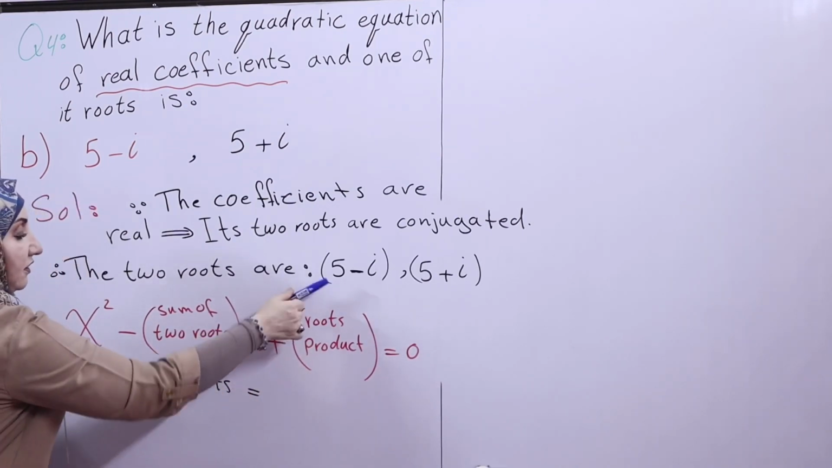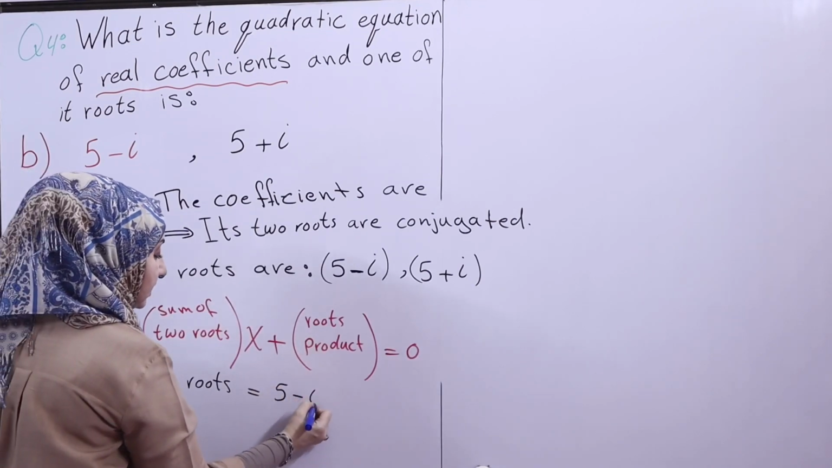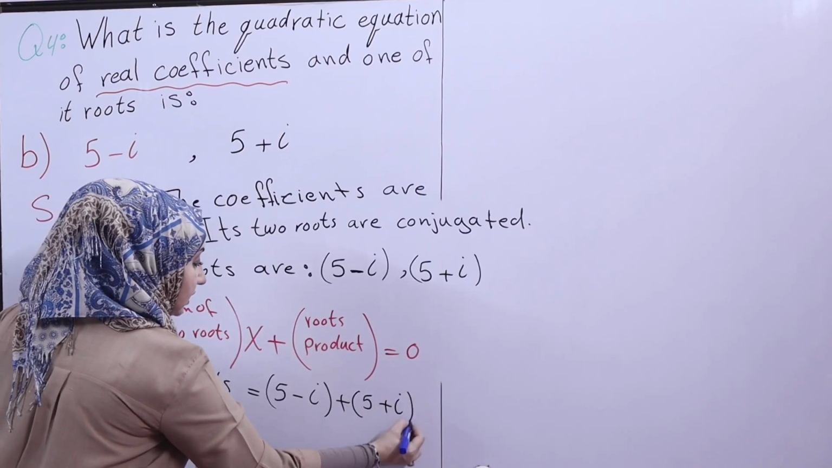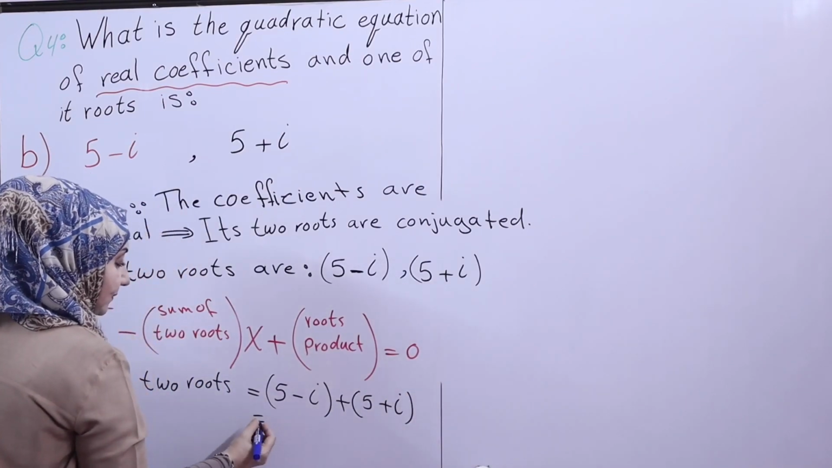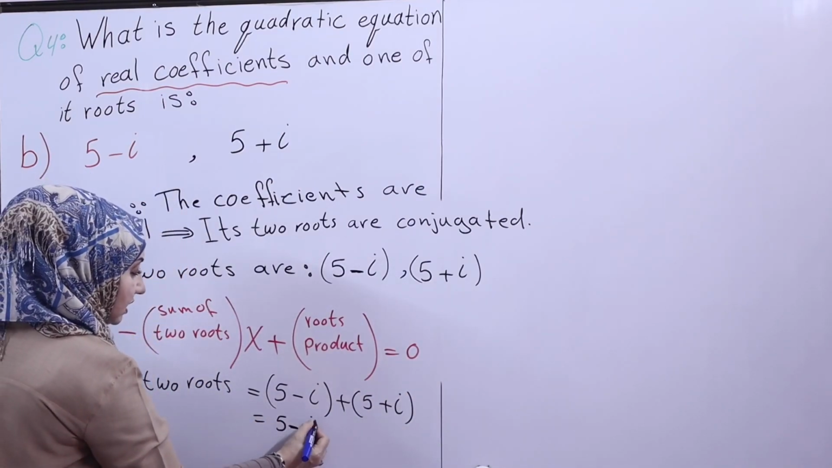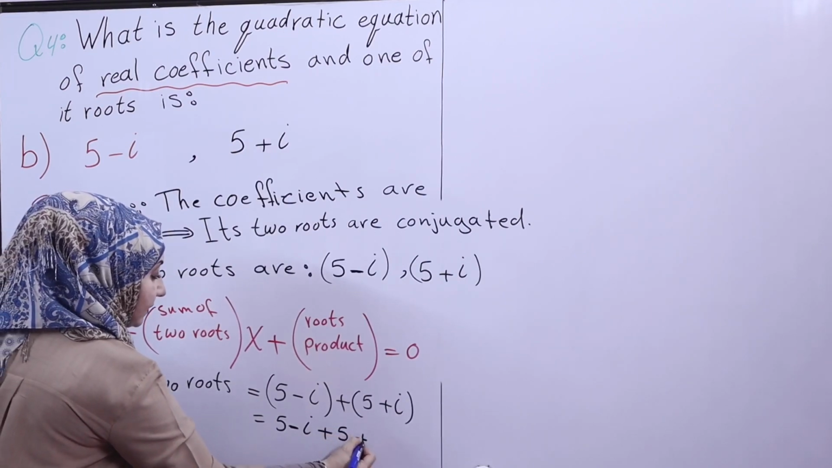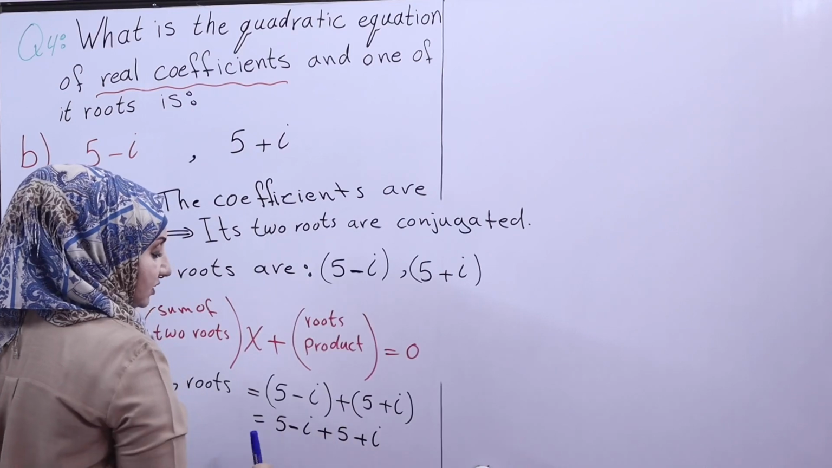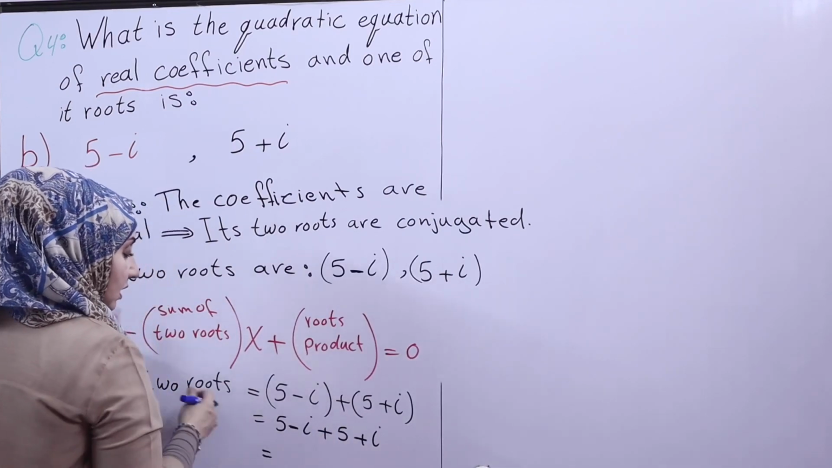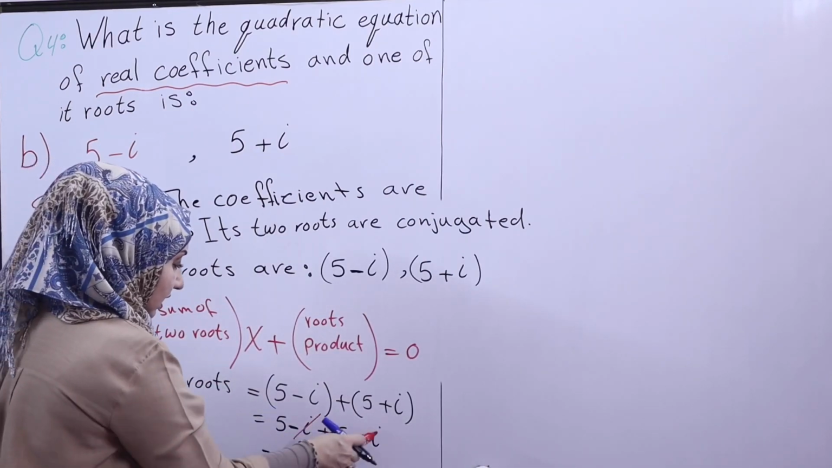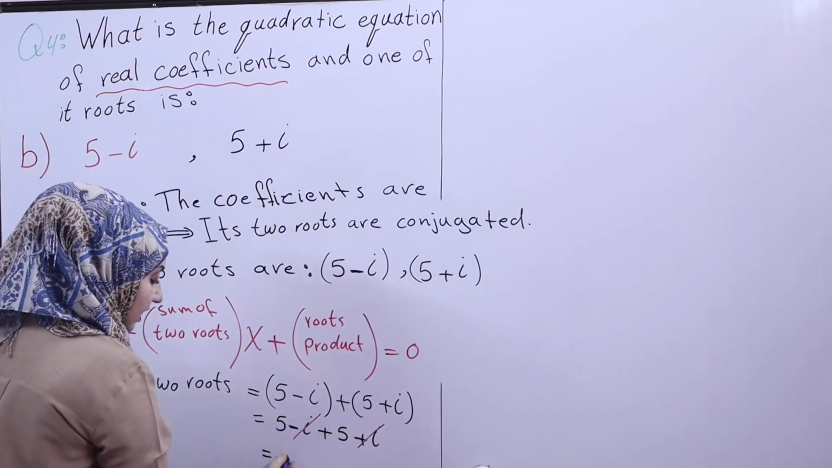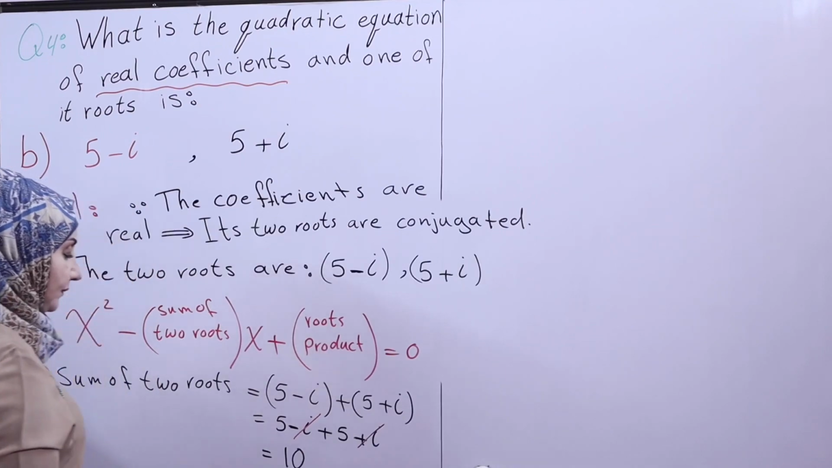Equal. The first root is 5 minus i, plus the second root is 5 plus i. So we can simplify it: 5 minus i plus 5 plus i. When we remove the brackets, the terms are not affected because there is an addition operation between them. So that means i minus i equals 0, so it remains 5 plus 5, which equals 10.